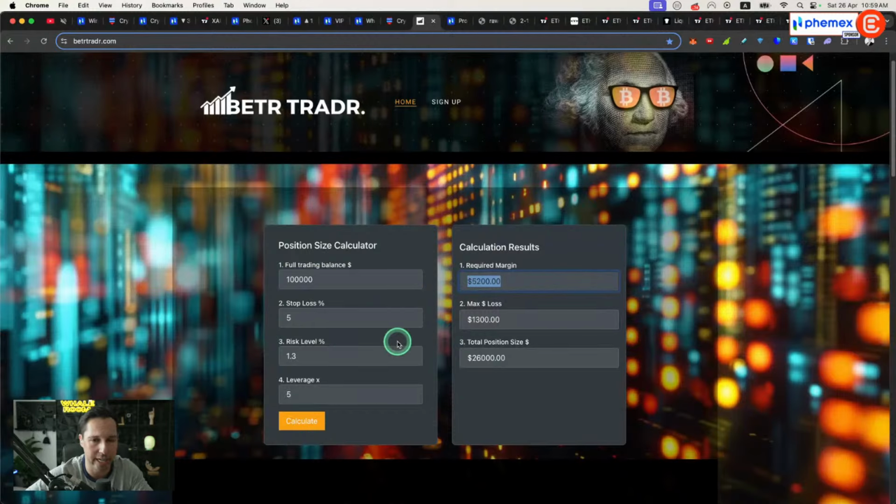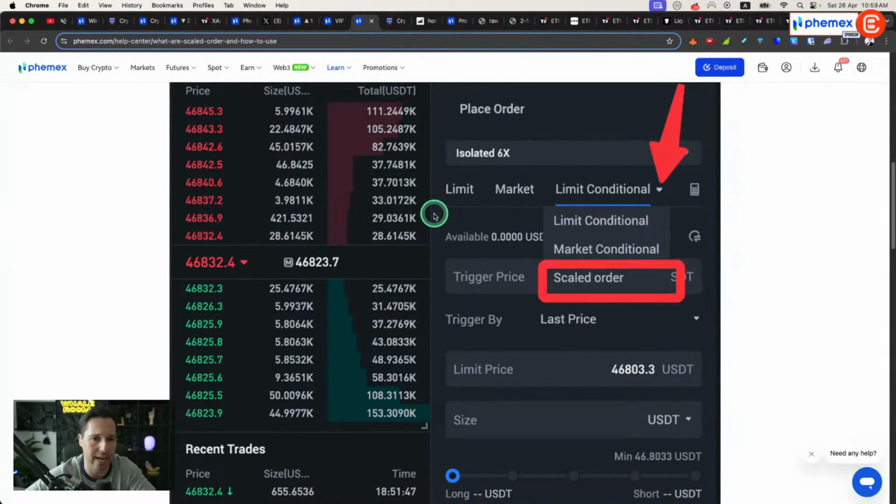I'm going to show you an interesting way that I'm taking this trade right now. Max amount that I stand to lose on this trade is $1,300, and the position size should be $26,000, right? So let's get into the trade. What trade am I taking, right?